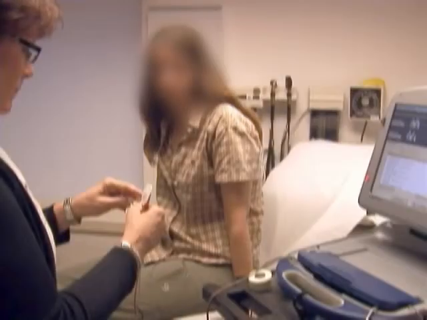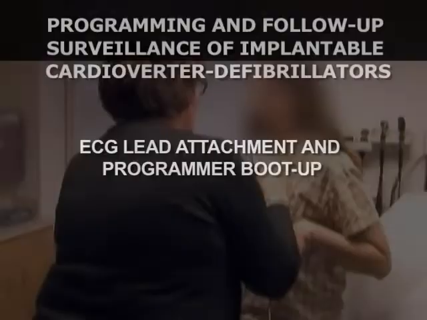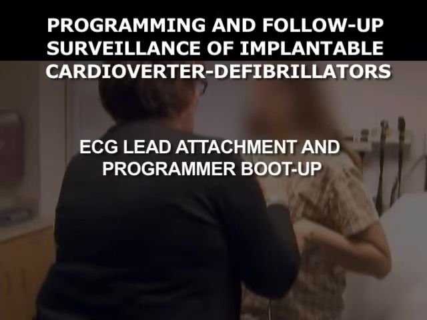This patient has a history of hypertrophic cardiomyopathy and ventricular fibrillation arrest, and an ICD was implanted. Attach the telemetry electrodes. The white electrode goes on the right shoulder, the black on the left shoulder, the green on the lower right abdomen, and the red on the lower left abdomen.